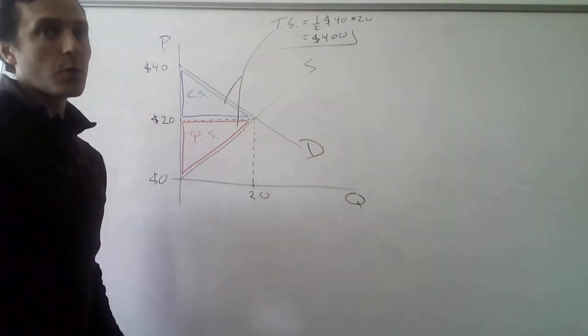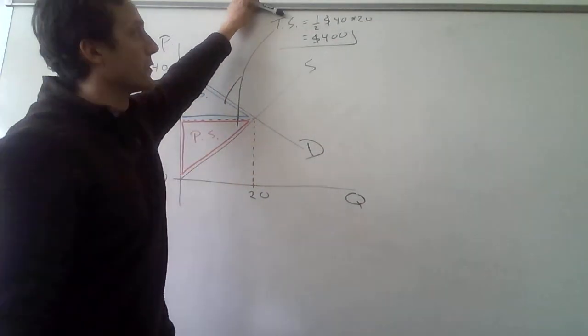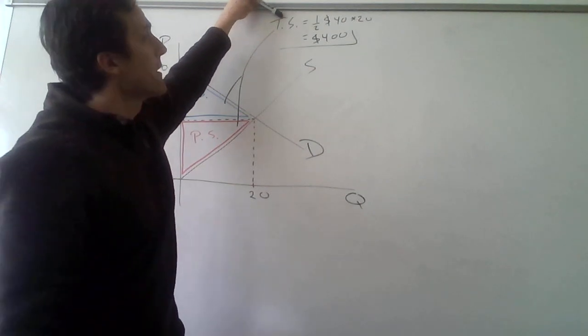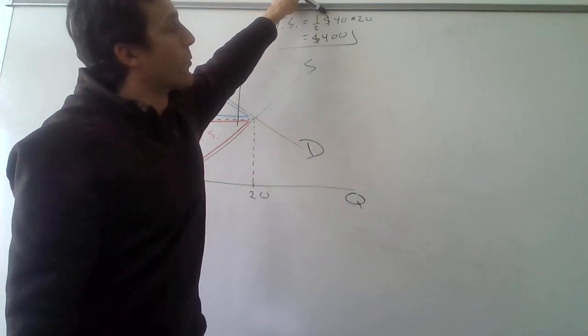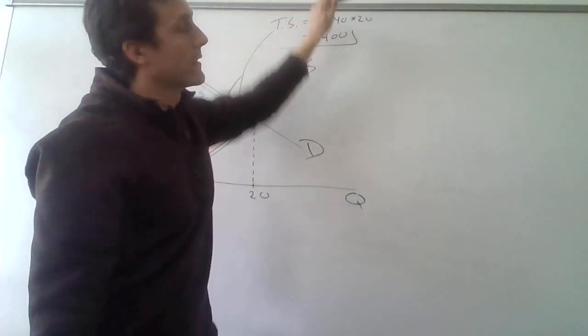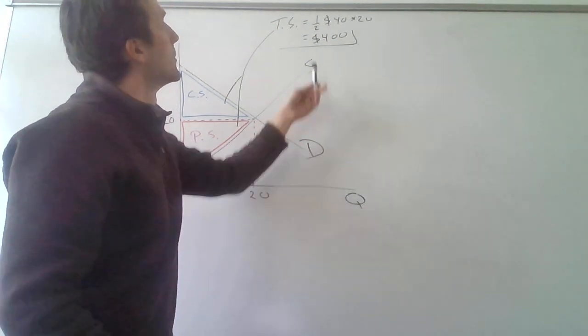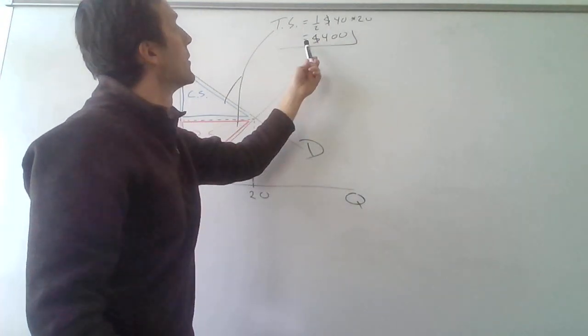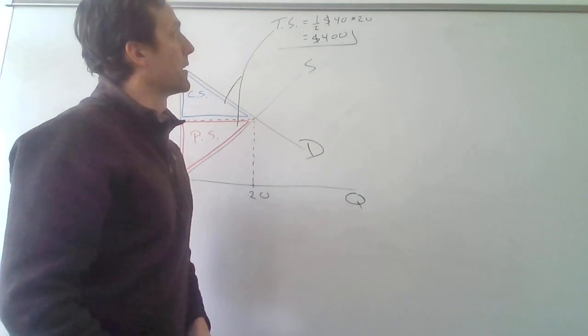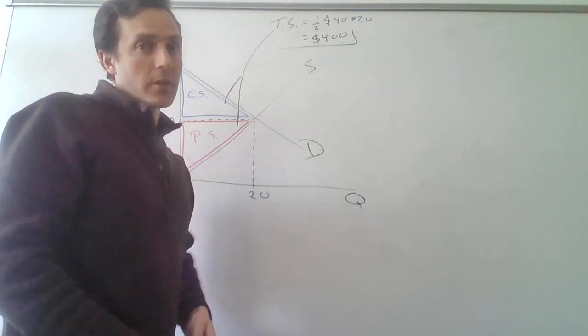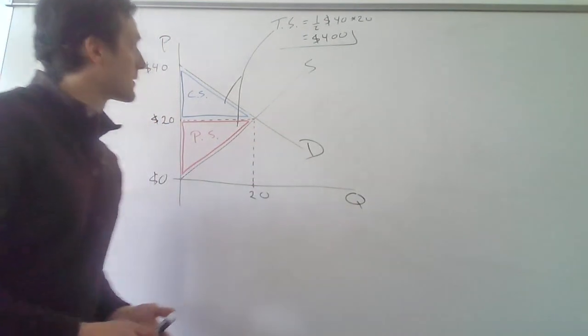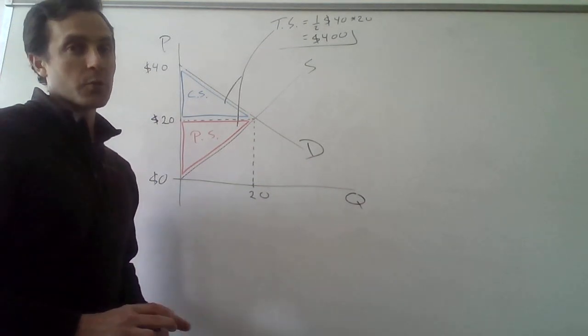So that means total surplus is equal to, using our triangle formula, 1/2 times $40 per unit times 20 units. That gives us a total surplus of $400. So that's one way to calculate total surplus here.